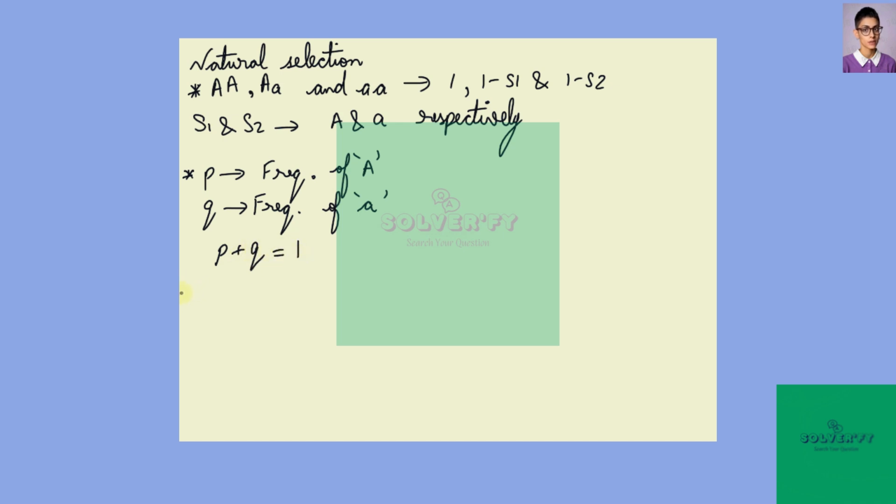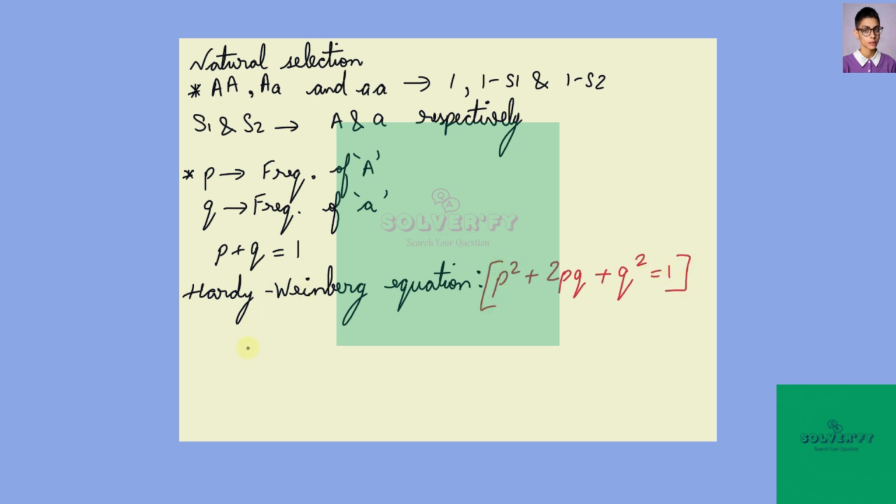To calculate the change in p after one generation of selection, we can use the Hardy-Weinberg equation, which is p square plus 2pq plus q square equals 1, where p square represents the frequency of AA genotype, 2pq represents the frequency of Aa genotype, and q square represents the frequency of aa genotype.